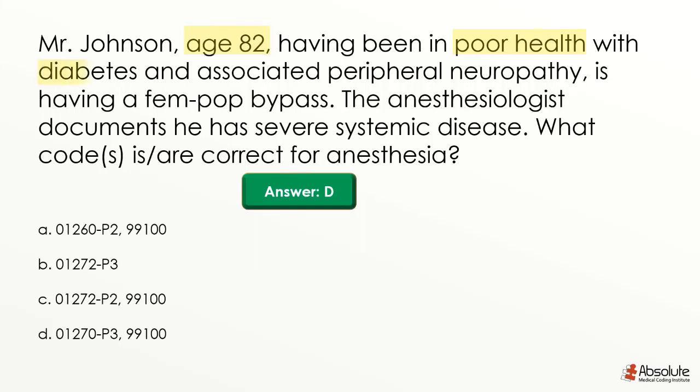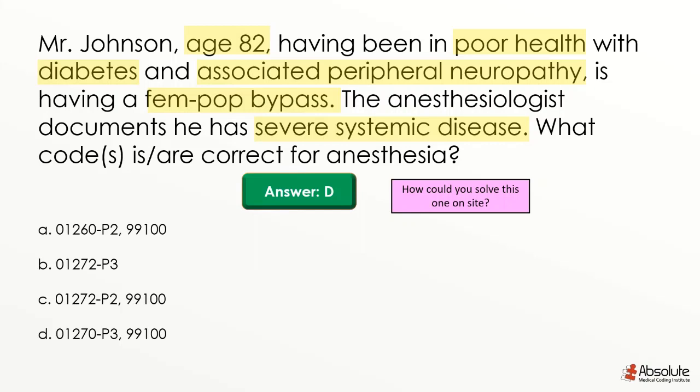Mr. Johnson is 82 in poor health with diabetes and associated peripheral neuropathy. They're having a fempop bypass, and this patient has severe systemic disease. How could you solve this one on site? I'm going to tell you that physical status modifier. Look here, I'm going to make y'all proficient with those things. Look at there. P2 is what we need, okay?